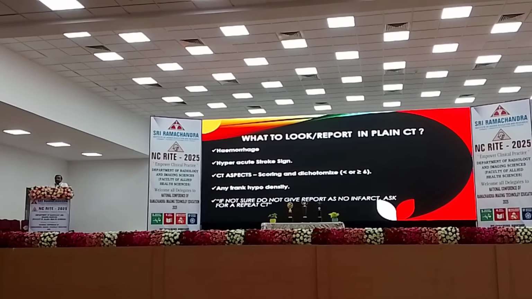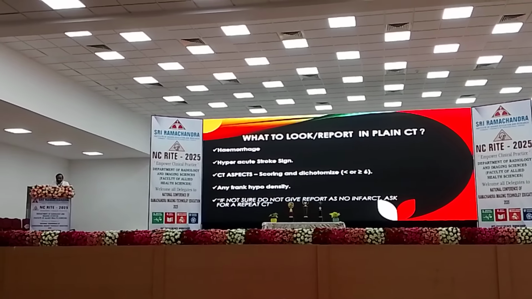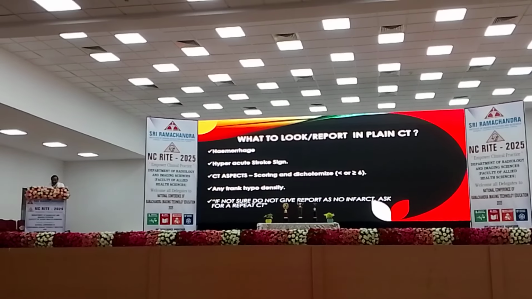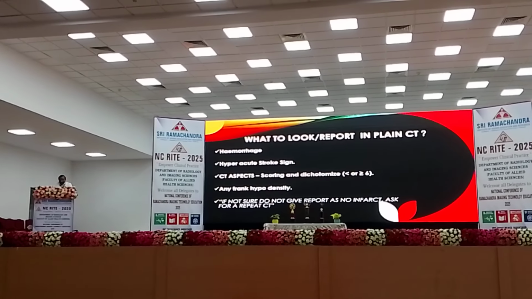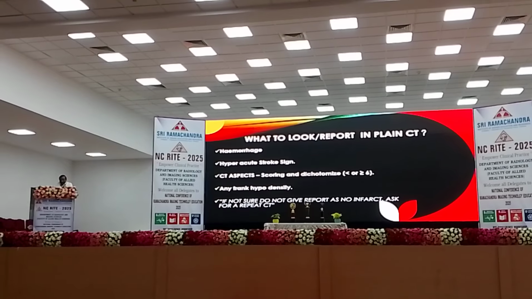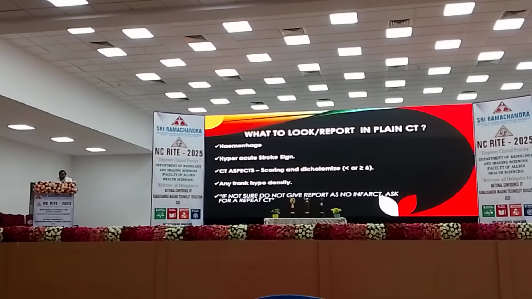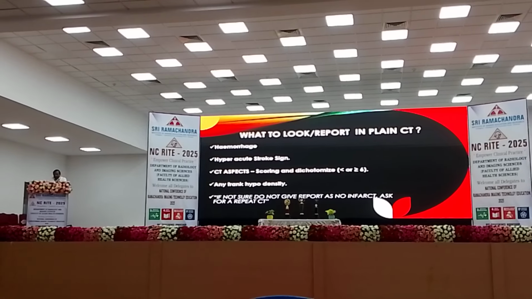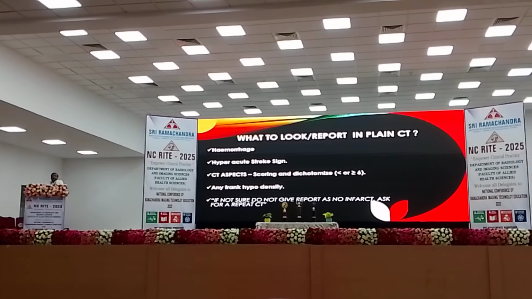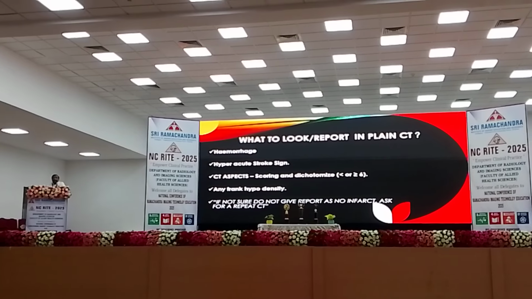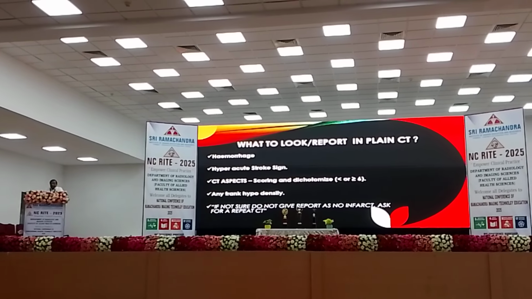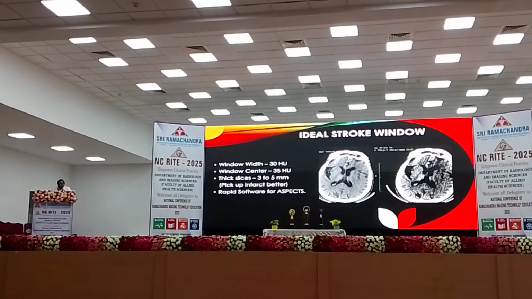What to look for in the first phase of CT? As we said, it is hemorrhage, hyperacute signs, and score analysis. Any frank hyperintensity, if not sure, do not report it as normal or infarct. Ask for a repeat scan. This is also very important. The radiologist's role is also there. They are going to help us in many aspects in this.